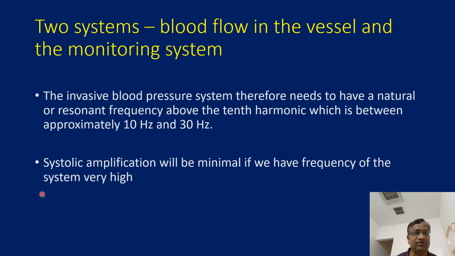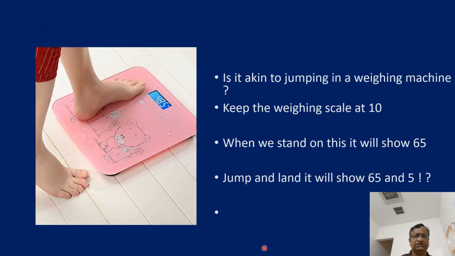If the frequency of the system is very high, 30 hertz, sometimes the systolic amplification may be less, and you may see somewhat equal readings in dorsalis, femoral, and radial. There is something called jumping energy. Suppose your weight is 48.5. If you jump onto the weighing machine, it will show 65. And if you just release it, it will show 5. So it is not 55 and it is not 5. You are creating an amplitude by giving an external frequency equal to the resonant frequency.